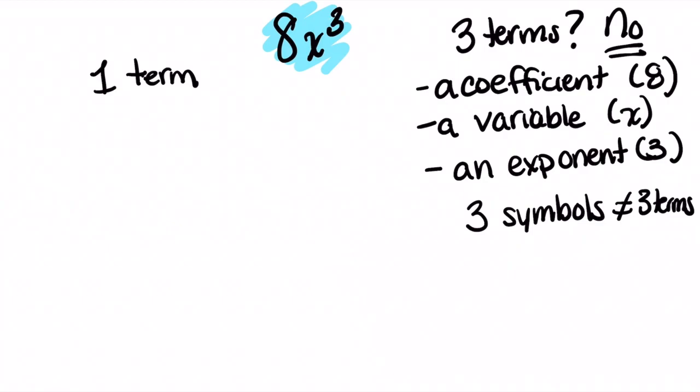The x to the 3rd power means I know I have x times x times x. And the 8 tells me what? Tells me I have 8 sets of x times x times x. So this is a very complicated, simplified term, but it is still just 1 term with a coefficient, a variable, and an exponent. Hit pause so you can jot this down.